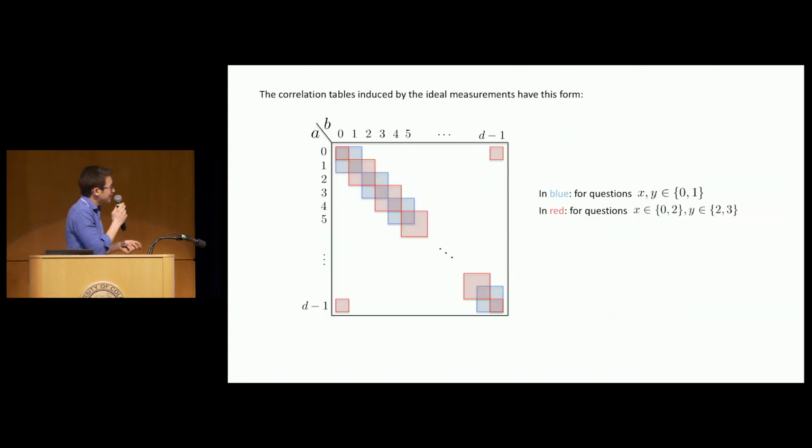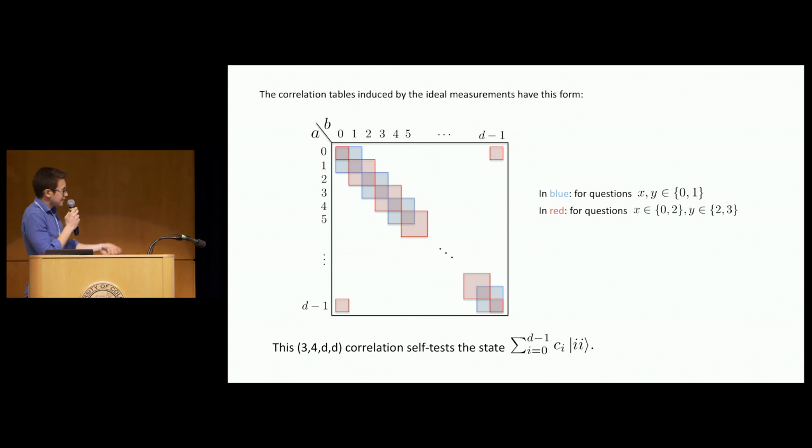Recall that the entries of these correlation tables are the P(ab|xy). They also have a block diagonal form with 2 by 2 blocks: in blue for questions x, y in {0, 1}, and in red for questions x in {0, 2} and y in {3}. The takeaway is that this 3,4-D,D correlation that I described to you self-tests the state that we wanted to self-test.